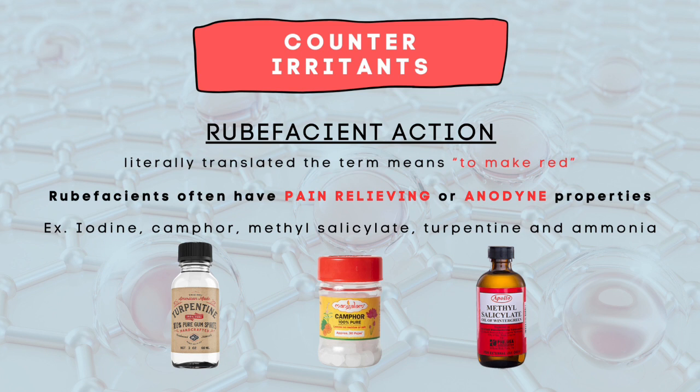First, we have the rubefacient action. Literally translated, the term means to make red. Rubefacients often have pain-relieving or anodyne properties. Examples are iodine, camphor, methyl salicylate, turpentine, and ammonia.